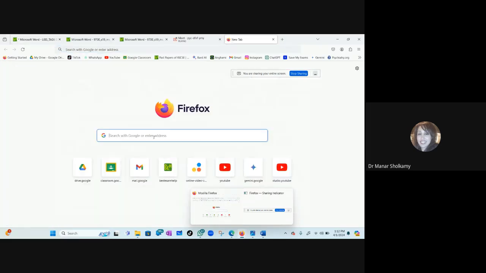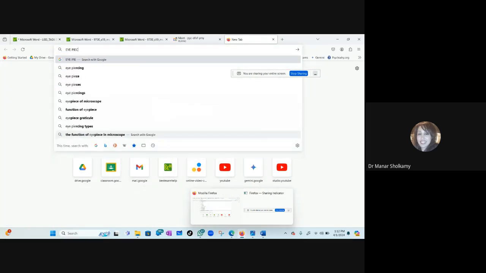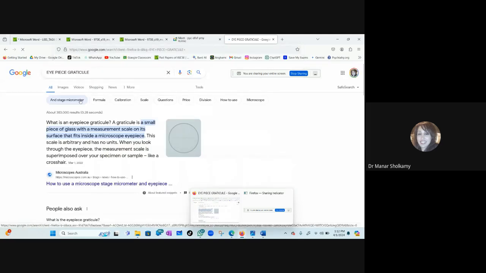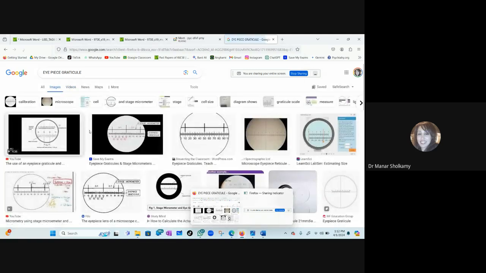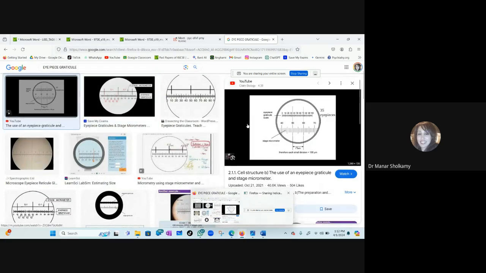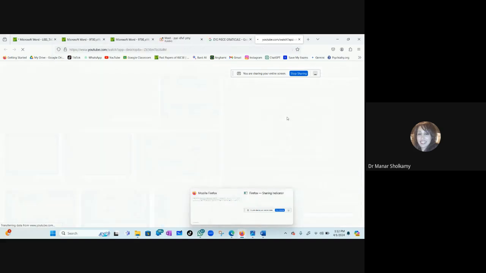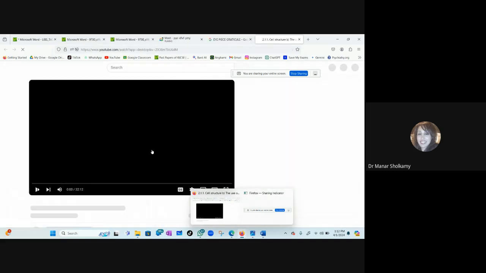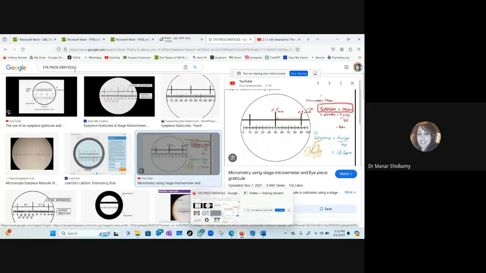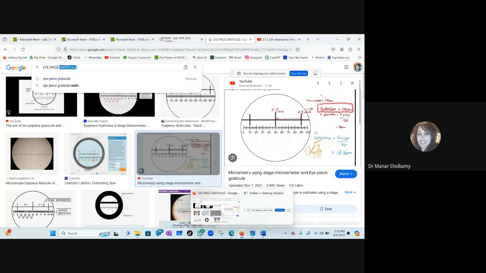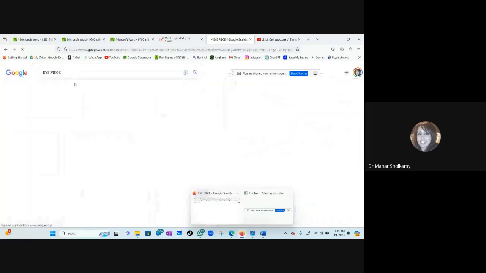Look, eyepiece graticule. I showed this to you before. The eyepiece graticule is found in the eyepiece itself. This small scale is the eyepiece graticule itself. No, this is not what we want now. Look at this picture. This is the stage micrometer, and the smaller ruler is the eyepiece graticule. It's always 100 units.